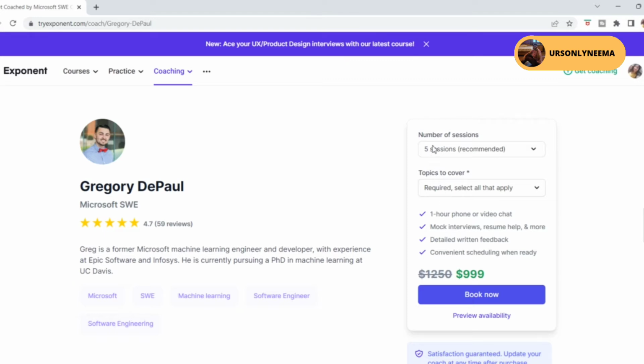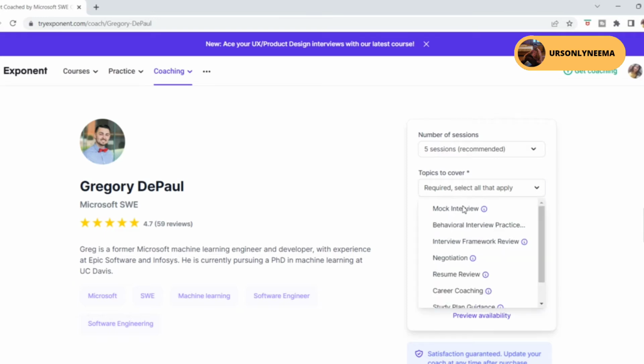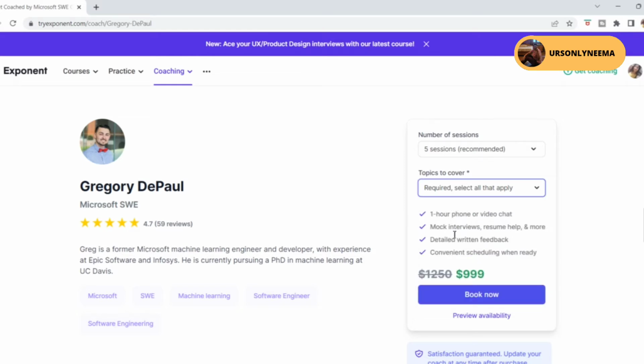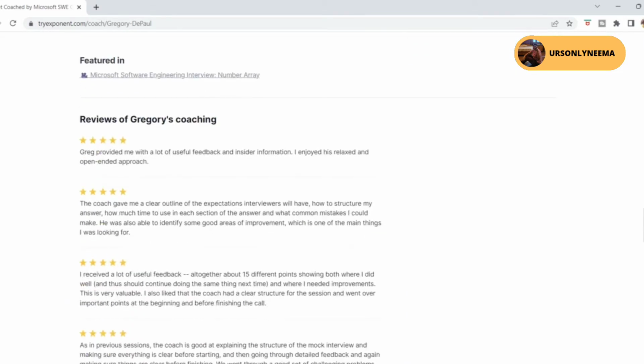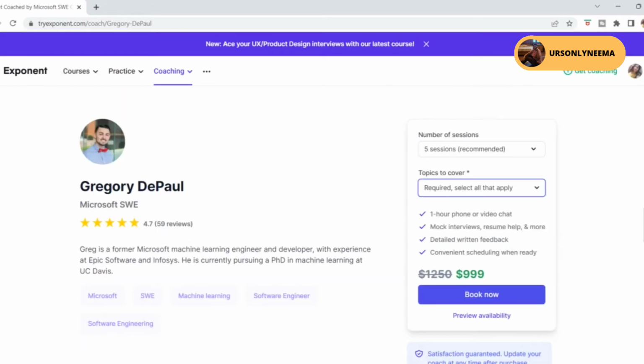For example, here you can see there are a number of sessions given as 5, and topics you can literally select which topics you want to talk about and then pay and go forward with it. So this is a bit expensive, but a great way to understand and get some feedback from the experts.